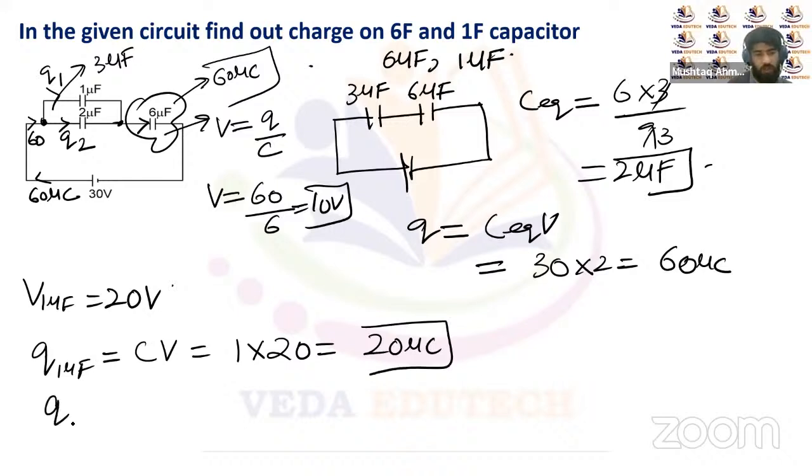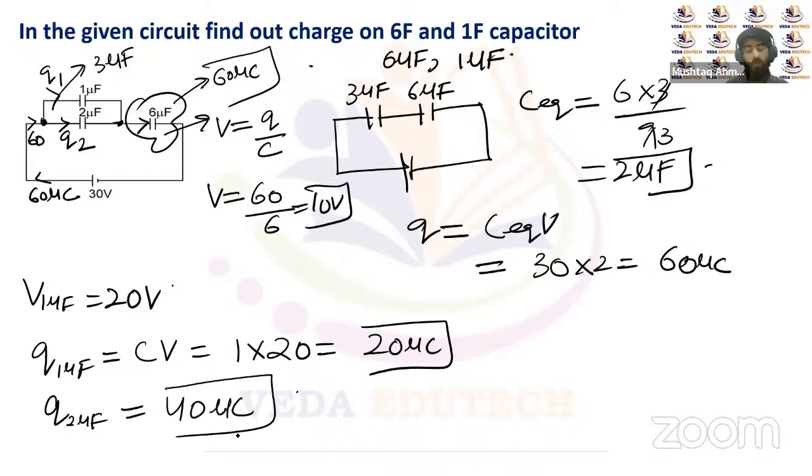Then the charge on the 2 microfarad capacitor will be 40 microcoulombs, not farads. So 40 microcoulomb will be the charge on the 2 microfarad capacitor, 60 microcoulomb will be the charge on the 6 microfarad capacitor, and 20 microcoulomb will be the charge on the 1 microfarad capacitor, right? So this is how we can solve this equivalent circuit, right?